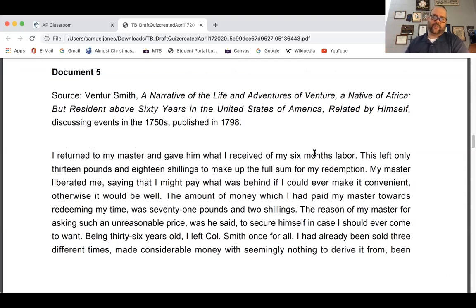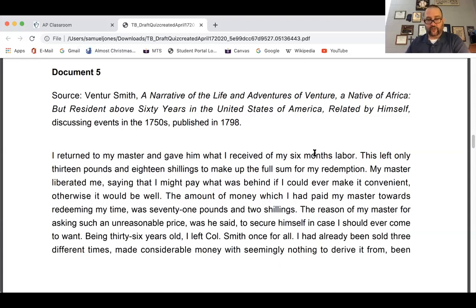I returned to my master and gave him what I received of my 6 months' labor. This left only 13 pounds and 18 shillings to make up the full sum for my redemption. My master liberated me, saying that I might pay what was behind if I could ever make it convenient. Otherwise, it would be well. The amount of money which I had paid my master towards redeeming my time was 71 pounds and 2 shillings. The reason of my master for asking such an unreasonable price was, he said, to secure himself in case I should ever come to want.